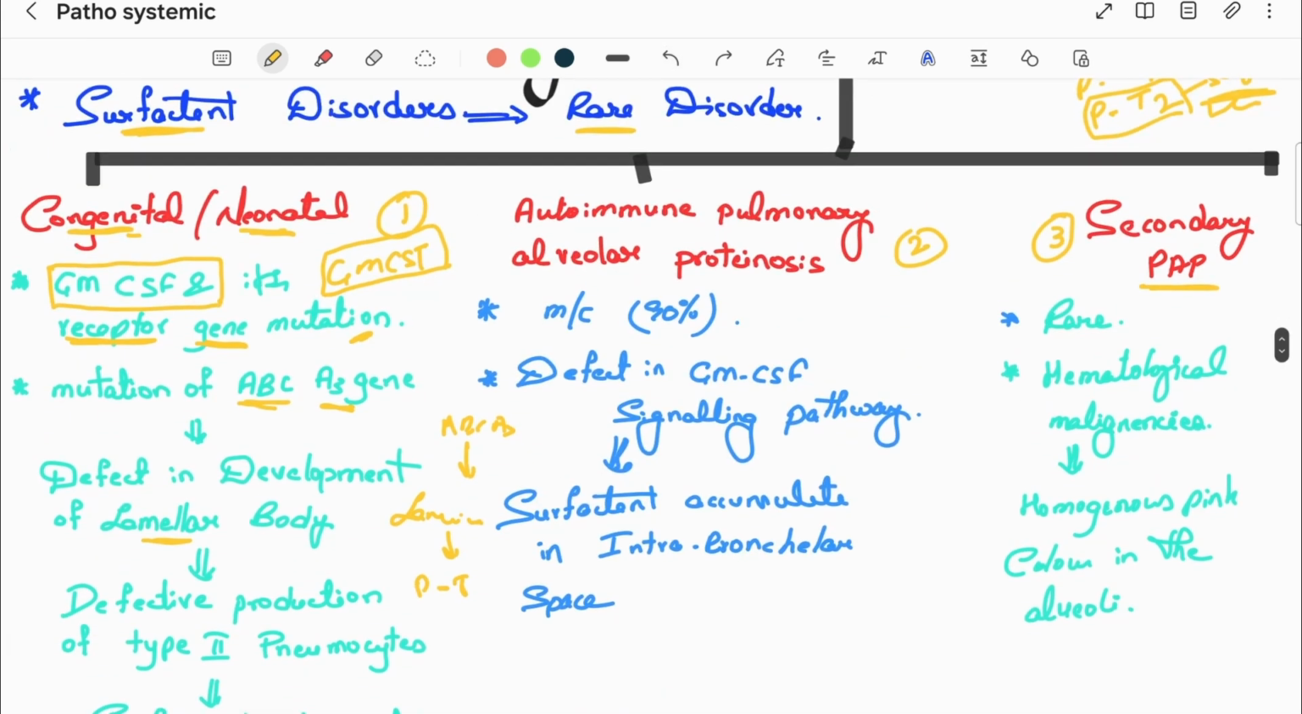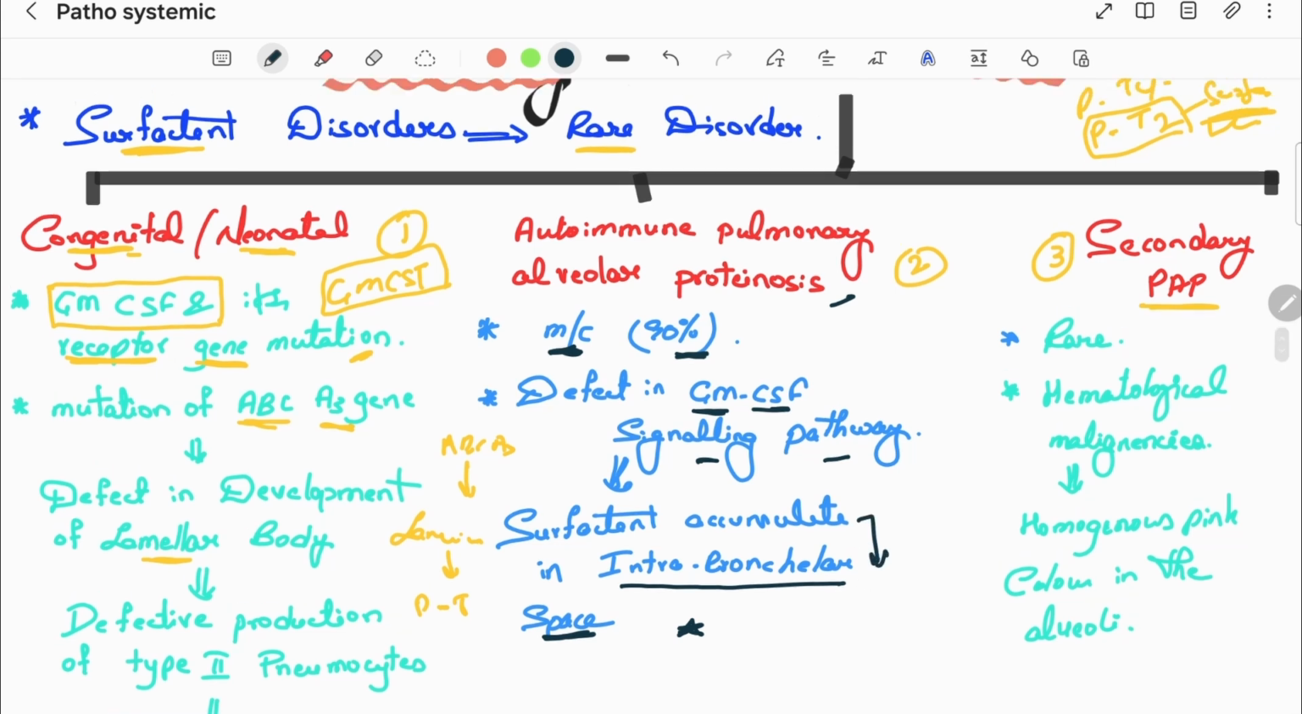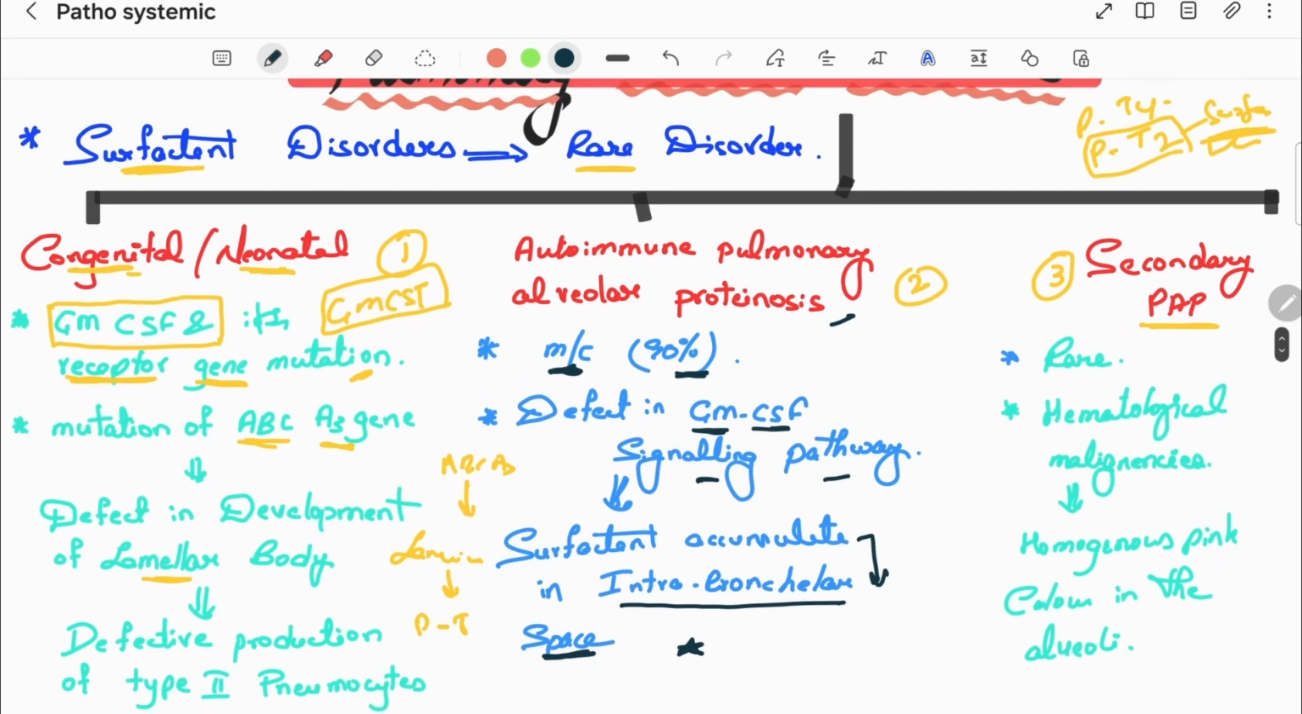Next one is autoimmune pulmonary alveolar proteinosis. This is the most common one. So 90% of the population is affected here. Here also there is a defect in the GM-CSF signaling pathway because of which surfactant accumulates in the intrabronchial space. Surfactant is getting accumulated but it is not getting utilized. So there is autoimmune pulmonary alveolar proteinosis.